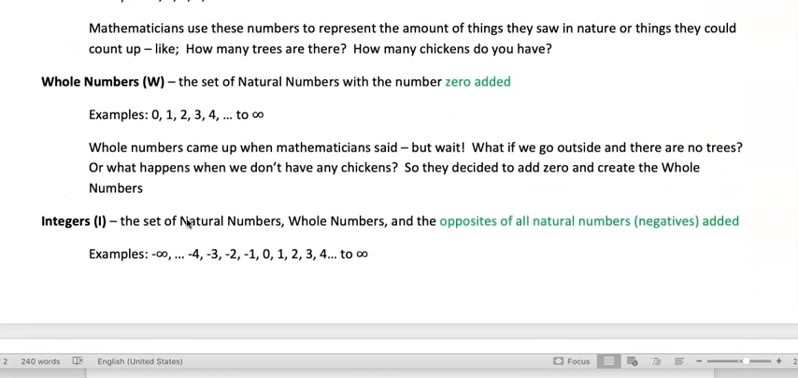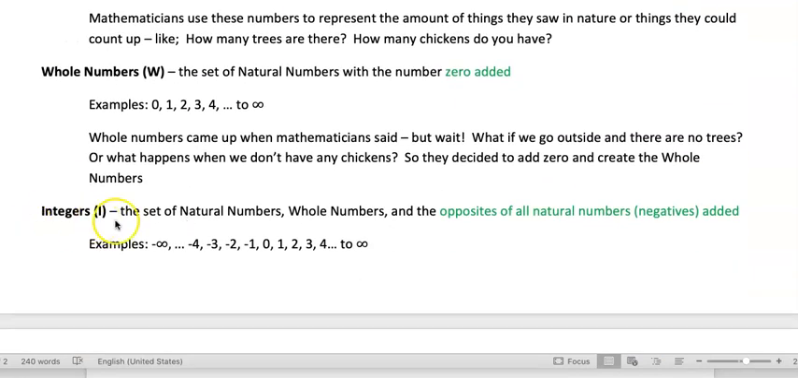So looking down here at the definition, the integers are the set of natural numbers, whole numbers, and the opposites of all the natural numbers, so the negatives added in. So you'll see the examples. They go from negative infinity, all the numbers in between, and -4, -3, -2, -1, 0, 1, 2, 3, 4, etc. to infinity. So all of those numbers are included.